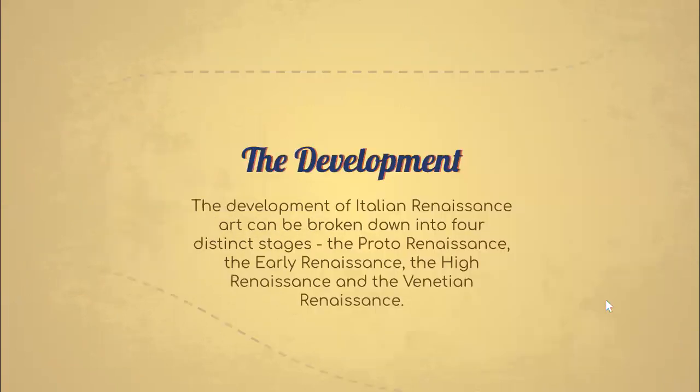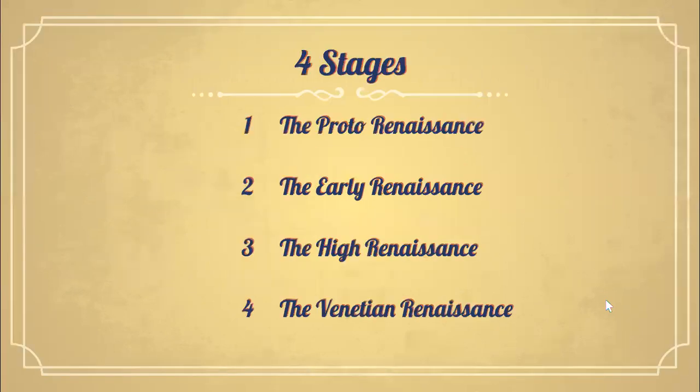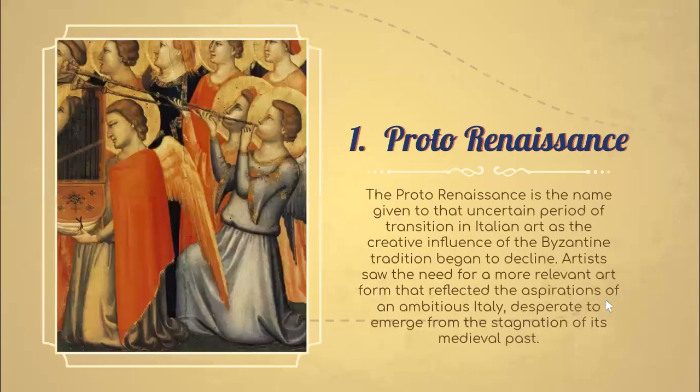All right, so the development of Italian Renaissance art can be broken down into four distinct stages: the Proto Renaissance, the Early Renaissance, the High Renaissance, and the Venetian Renaissance. Okay, so here they are again. For today's class, we're going to be focusing primarily on the Proto Renaissance.